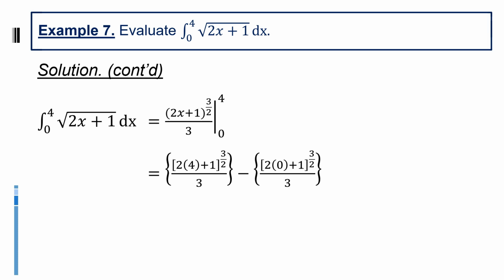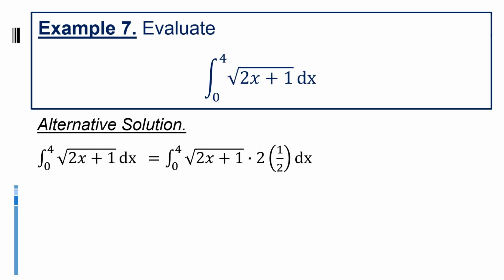from 0 to 4. So that is 2 times (4 plus 1) raised to 3/2 over 3 minus 2 times (0 plus 1) raised to 3/2 over 3. You can verify that that is 9 minus 1/3, or that is 26 over 3. So, we also have an alternative solution for that by changing our lower and upper limit. Yung mga limits natin sa x, pwede nating palitan ng mga limits sa u.